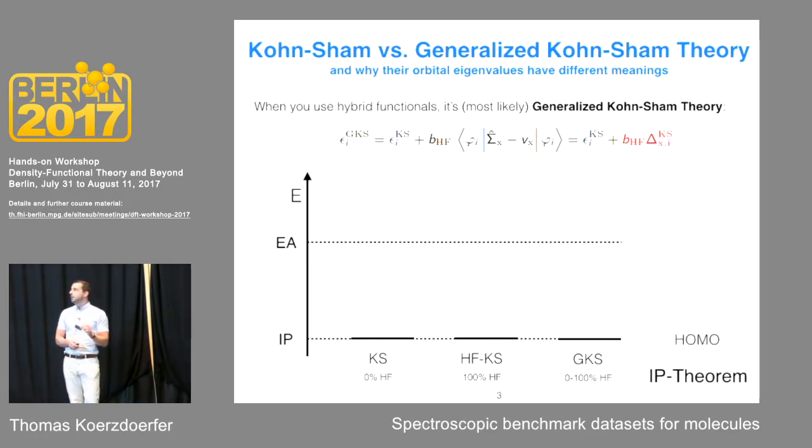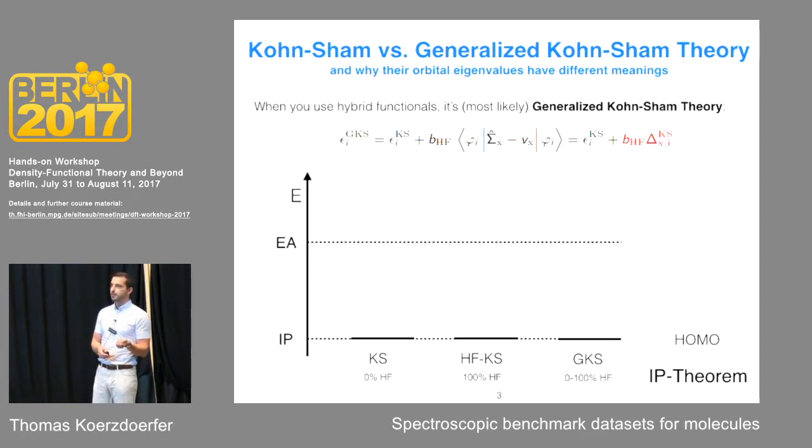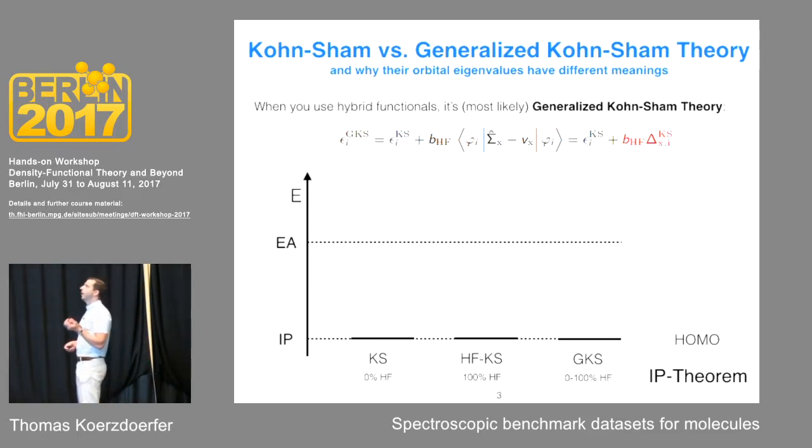The HOMO eigenvalue will be the same in all 3 approaches. This is called the IP theorem. It's a very fundamental theorem in density functional theory. Why is that? Because it is strictly related to the density. The density falls off exponentially, where in the exponent you basically have the HOMO eigenvalue.